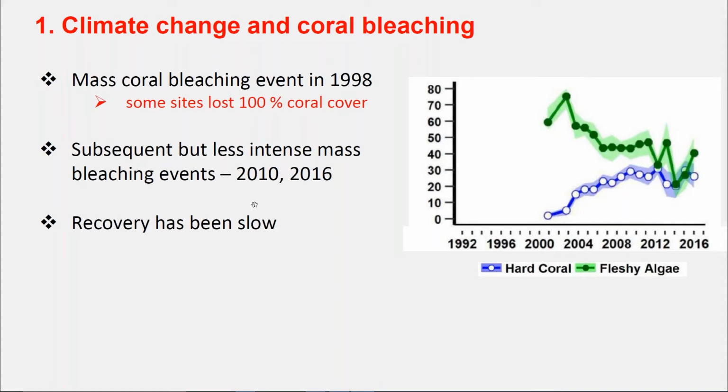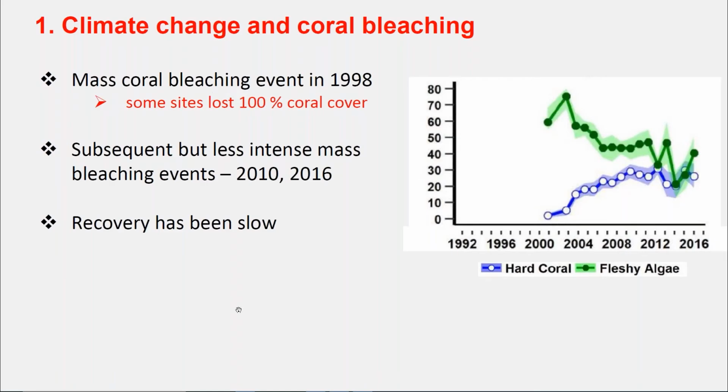And there have been subsequent bleaching events which have been less intense, and the most significant ones were in 2010 and 2016, where they also caused mass bleaching events in Kenya. And recovery has been very slow across the coastal stretch of Kenya. In this graph here, the blue line shows the hard coral cover, and the green line shows the fleshy algae. We find that after the 1998 bleaching event, coral cover was really low, and the fleshy algae was occupying a bigger space. With time, there's been recovery, but as you can see, it's been variable. Sometimes it increases, sometimes it decreases.